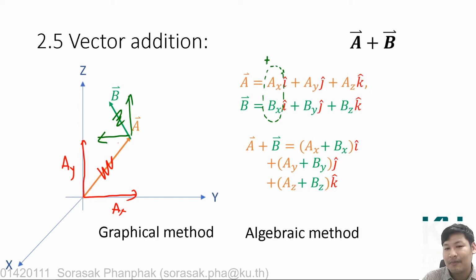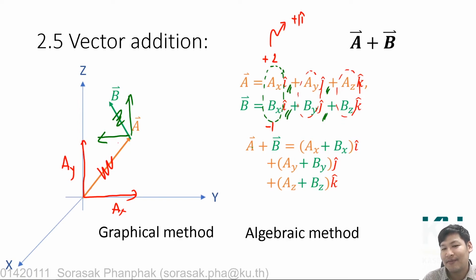For example, if this A1 is plus 2, and if this one is minus 1, what happens is you algebraically calculate it, and you get plus 1 finally for the i direction, right? And exactly the same for the y component and also the z component. If they are in the same unit vector, you can plus or minus each other.